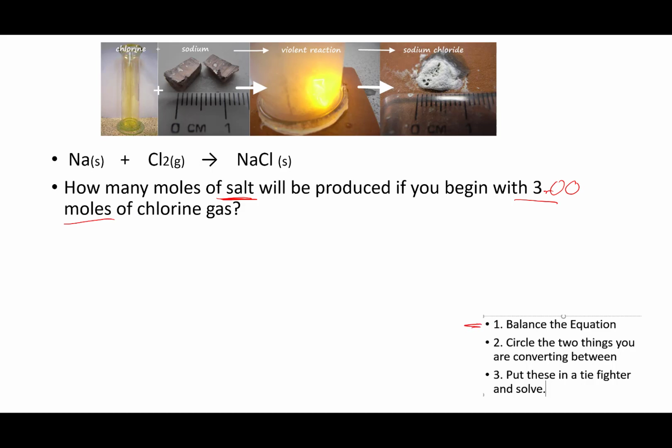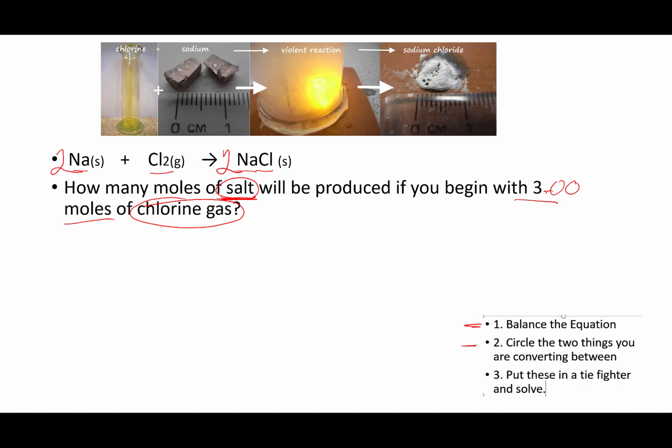So first step, make sure you have a balanced chemical equation. We've done this in the past, so I'm going to do this kind of quick. I've got one sodium, one sodium. Those are good. 2 chlorines. How do I get 2 chlorines over here? I'm going to add a big 2, change that coefficient. That's going to throw this one off balance. I'm going to add another 2 there. Next, circle the 2 things you are converting between. So we're going to convert between salt and chlorine gas.